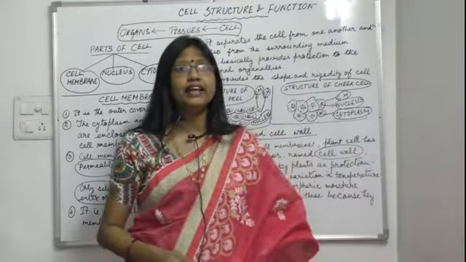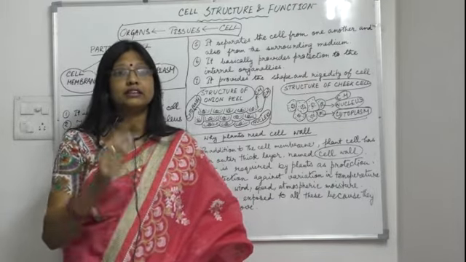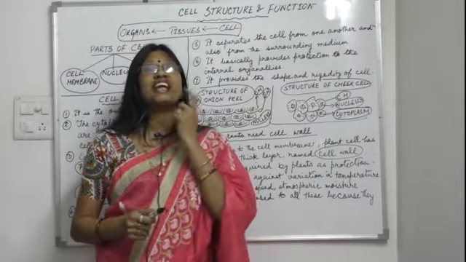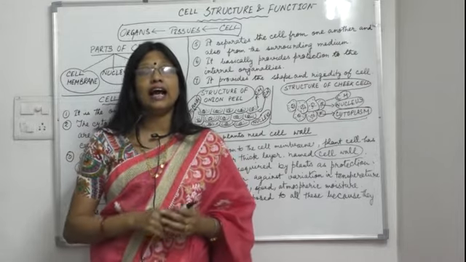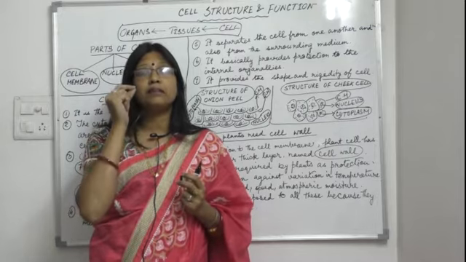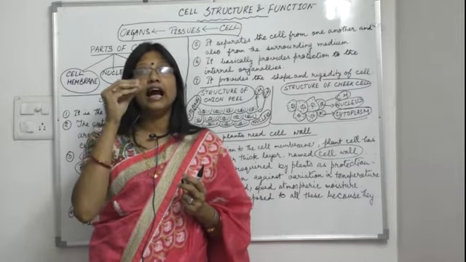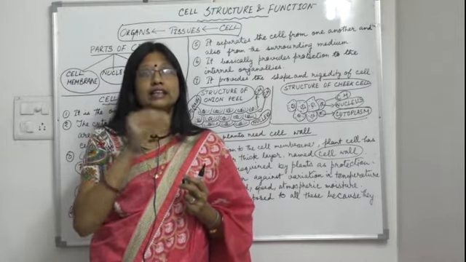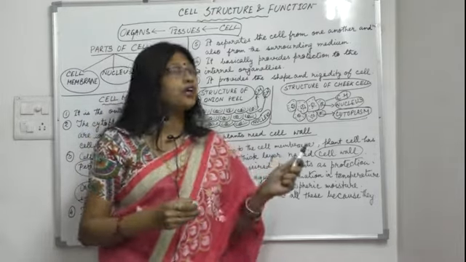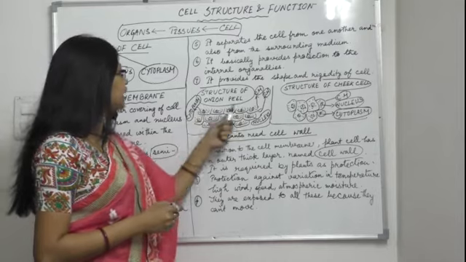Now, in your NCERT book, there are two experiments. Those are the onion peel experiment and the human cheek cell experiment. You have to perform them in the laboratory. You should take a thin peel of onion, make a slide, and look through the microscope. There you can see such a structure.